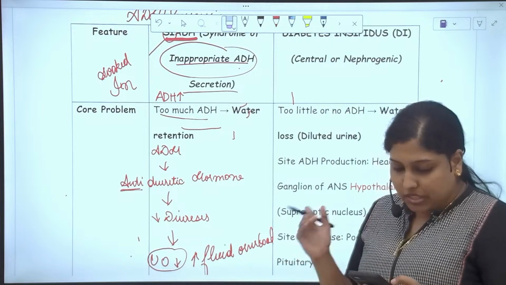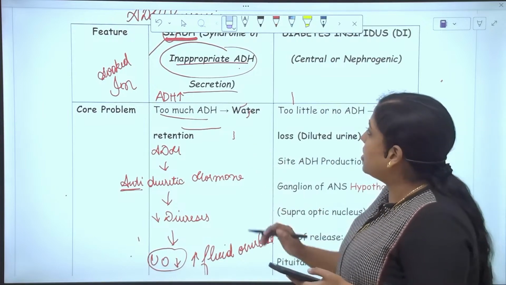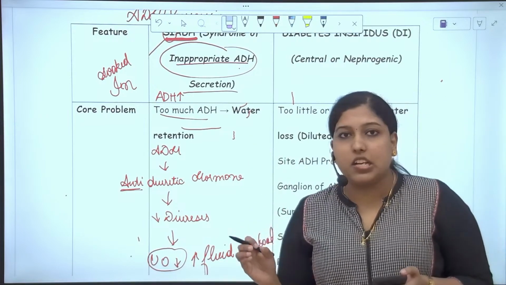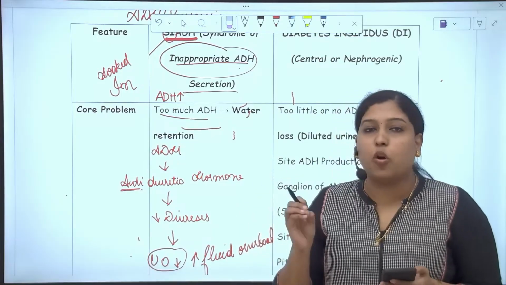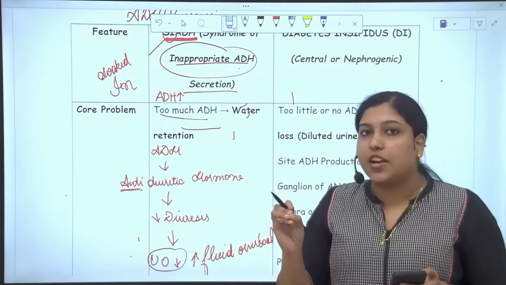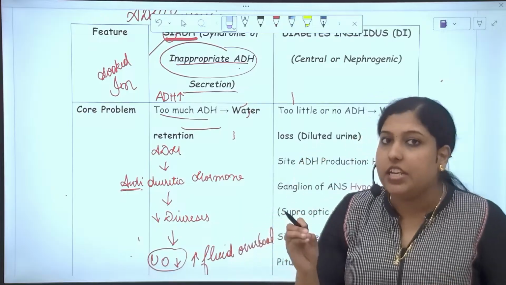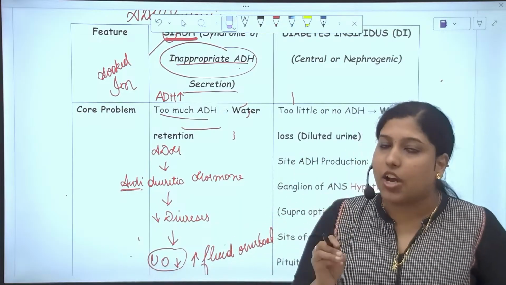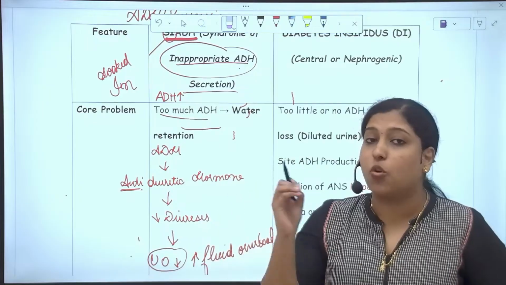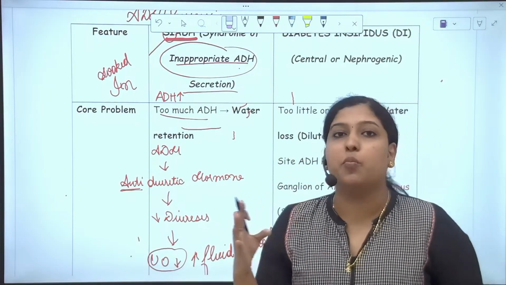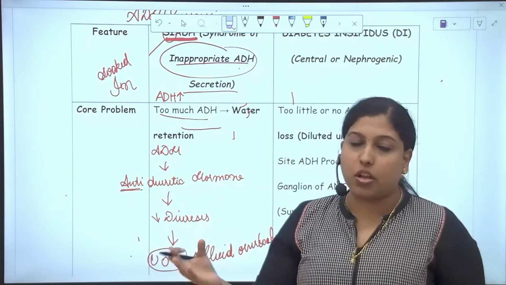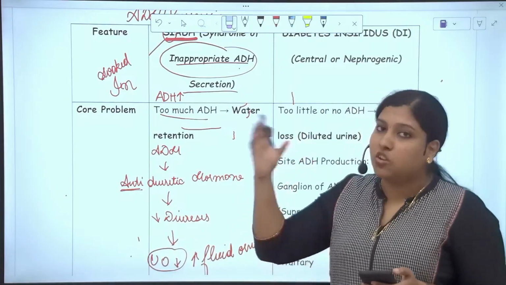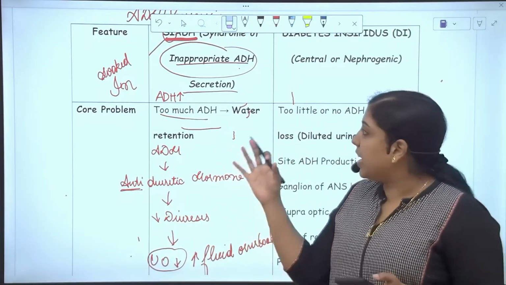Let me repeat it from the first. So first, as we discussed, what is meant by SIADH? SIADH is the syndrome of inappropriate secretion of antidiuretic hormone, which means your ADH, that is your antidiuretic hormone, which is otherwise known as your vasopressin, is secreted inappropriately in increasing amounts. ADH is secreted in increased amounts in SIADH, right?